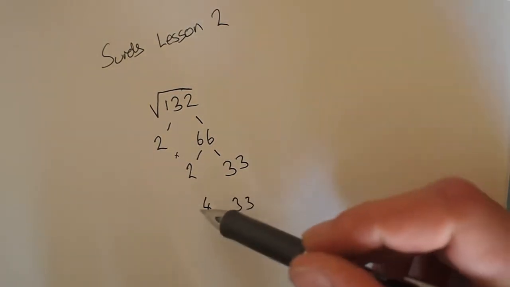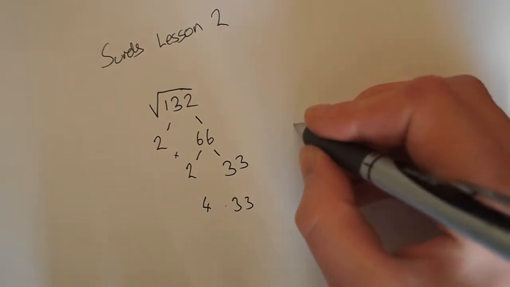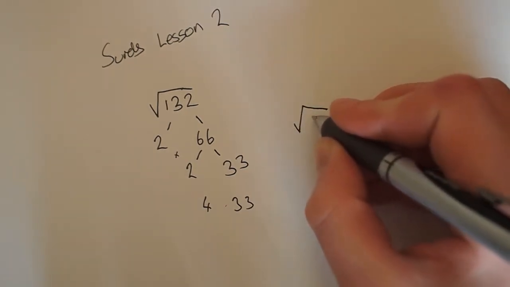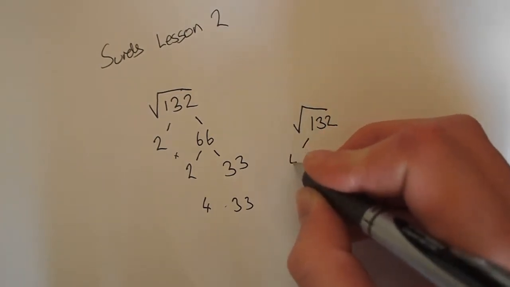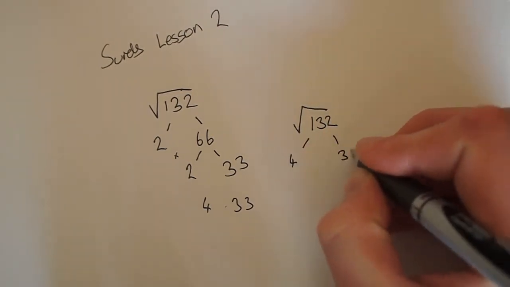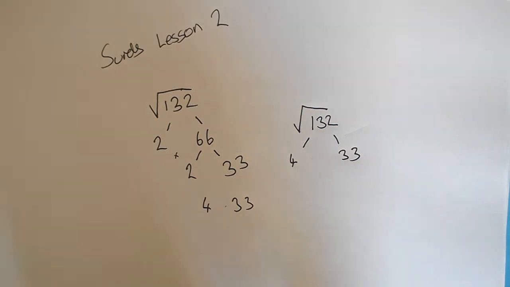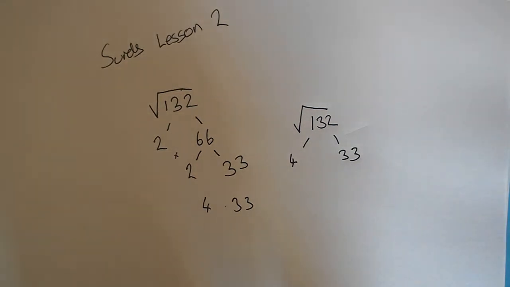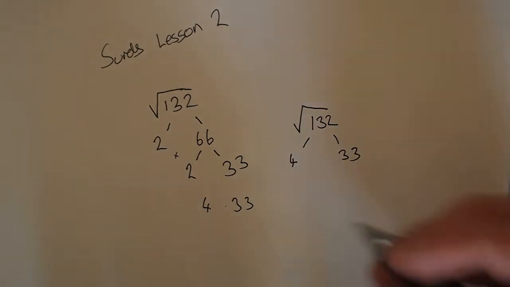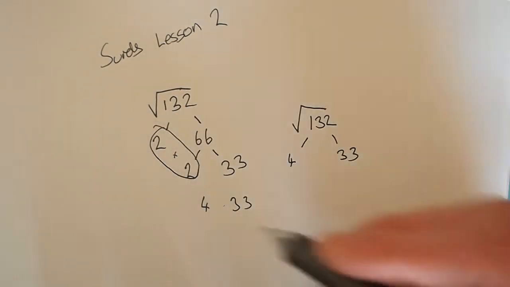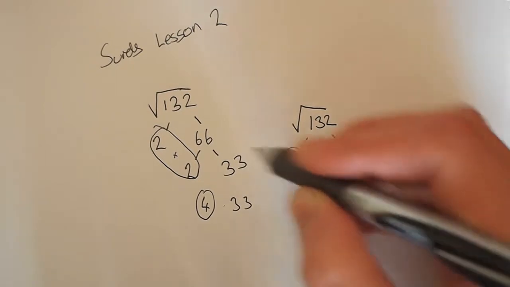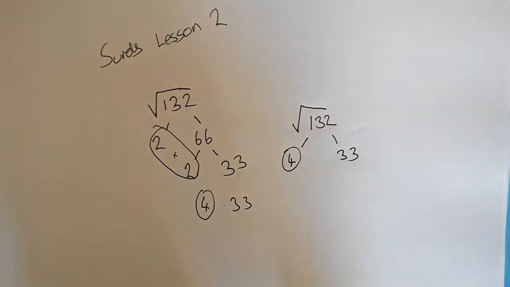And let me just prove to you that this is right. If I write the 132 again to the right here, we could write 4 and 33. On your calculator, if you do 4 times 33, you will get 132. So saying that, we've got our square number here. We've got a 4, the 2 times 2 and the 4.